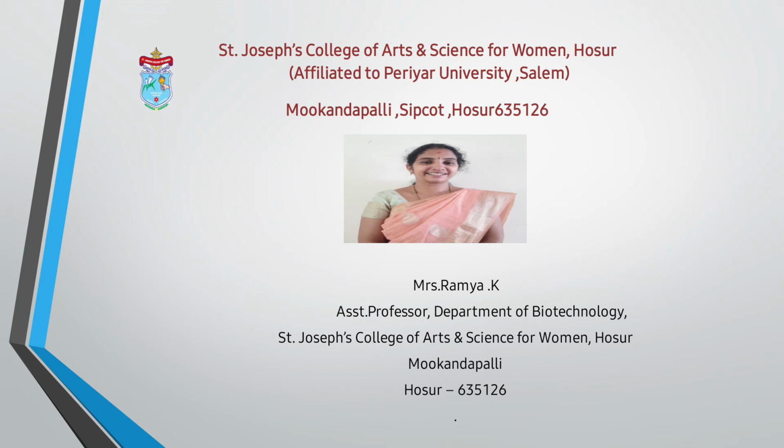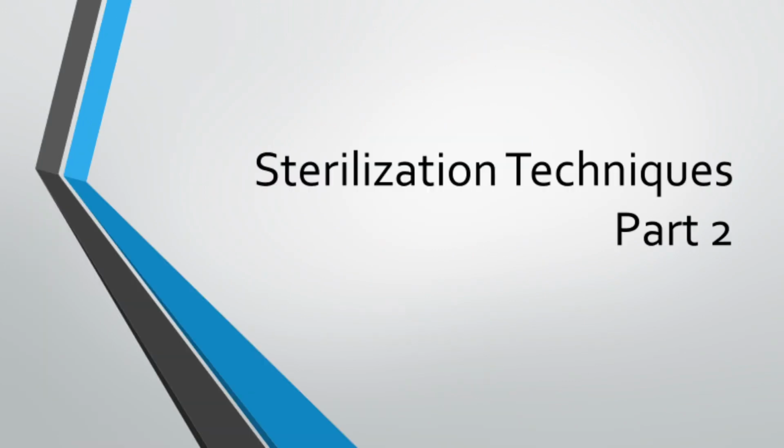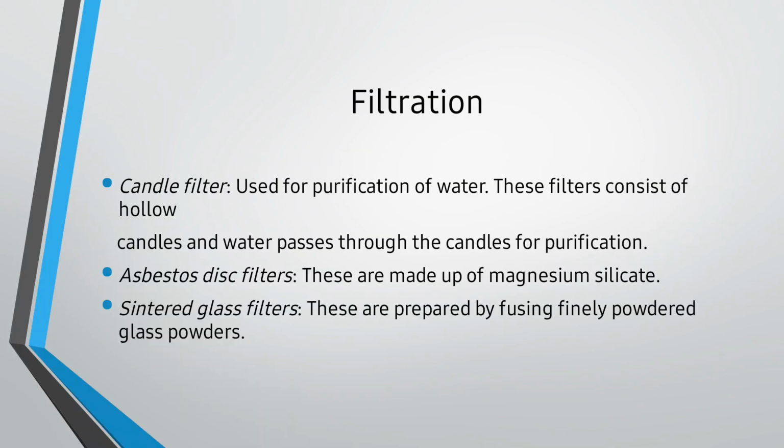Hosur. Today, we are going to see the sterilization techniques, a few methods. We will see from the filtration method. Out of the filtration methods, the first one is the candle filter. It is used for purification of water. These filters consist of hollow candles and water passes through the candles for purification.